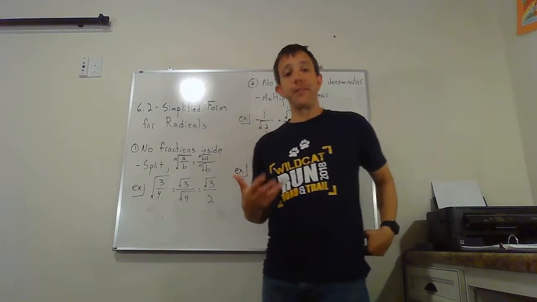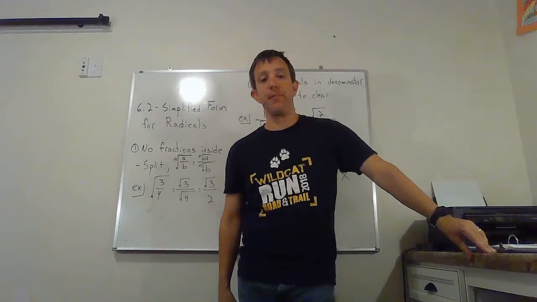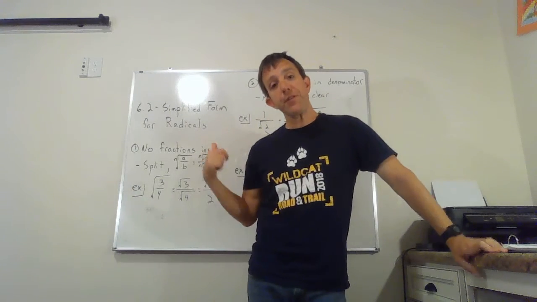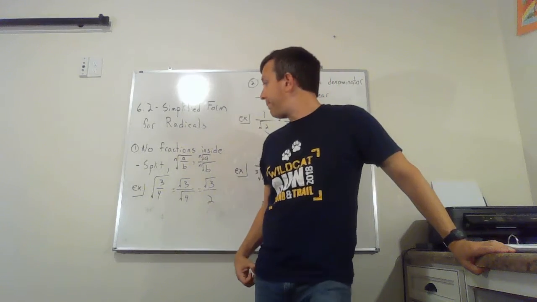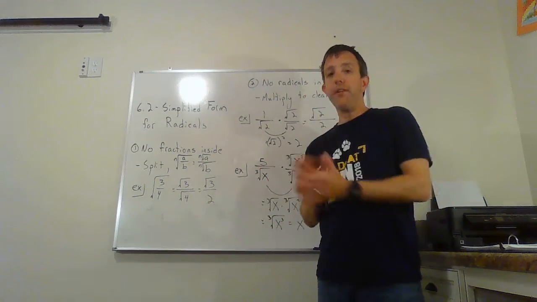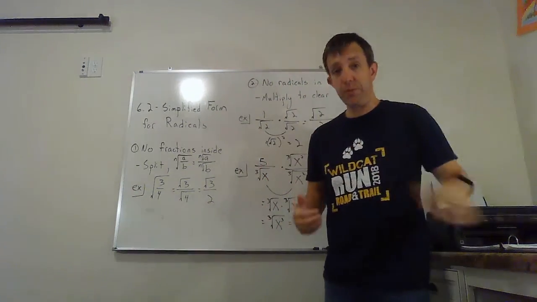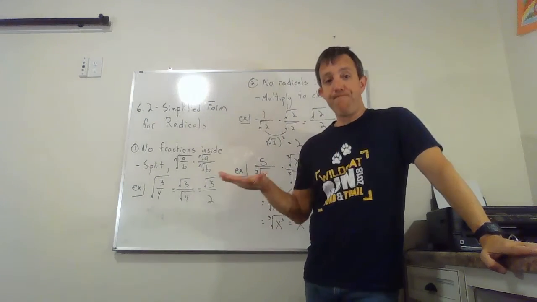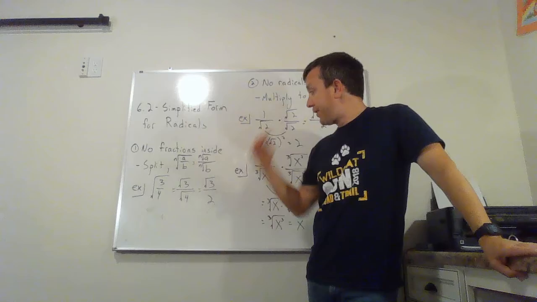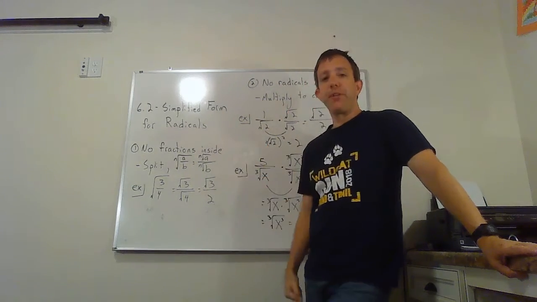So I'm going to take this in parts. There are really three things we have to be able to do. So I've got the first two on the board here, and then we'll see the last one here in a little bit. But let's get started. The first one is really quite simple. No fractions on the inside. Period. End of question. End of discussion. So to do that, we're just going to split the radical.